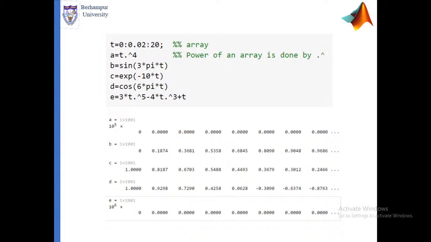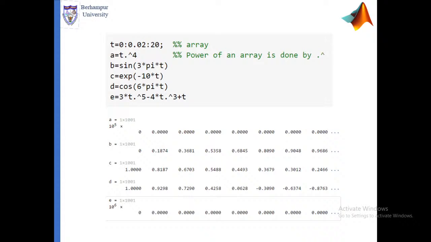Then b is equal to sine of 3 star pi star t. C is equal to exponential of minus 10 star t. D is equal to cosine of 6 star pi star t. Now in B, C and D, you can see the multipliers of t are all scalar. 3 into pi is a scalar, 10 is a scalar, 6 into pi is a scalar. Therefore, we are not using dot star.